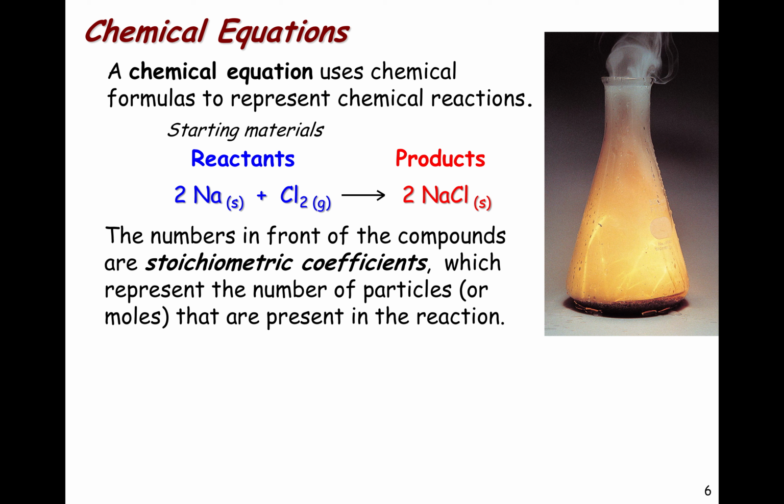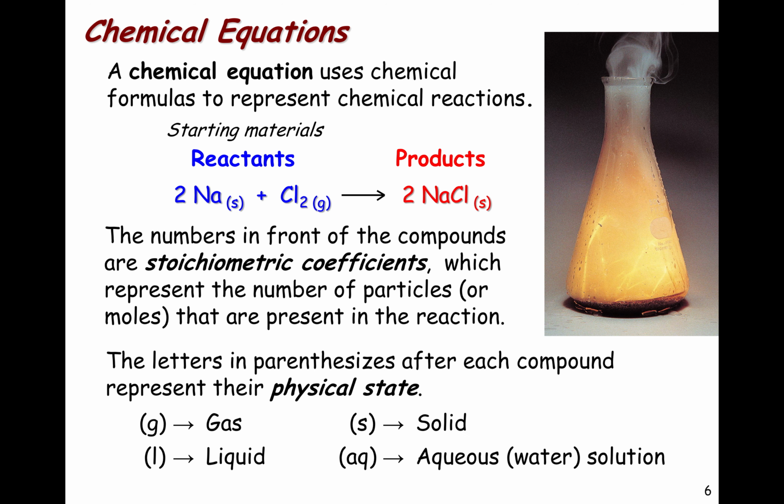Those stoichiometric coefficients can also be described in terms of moles. So in terms of taking 2 moles of sodium and 1 mole of chlorine, diatomic chlorine gas, it would produce 2 moles of sodium chloride.